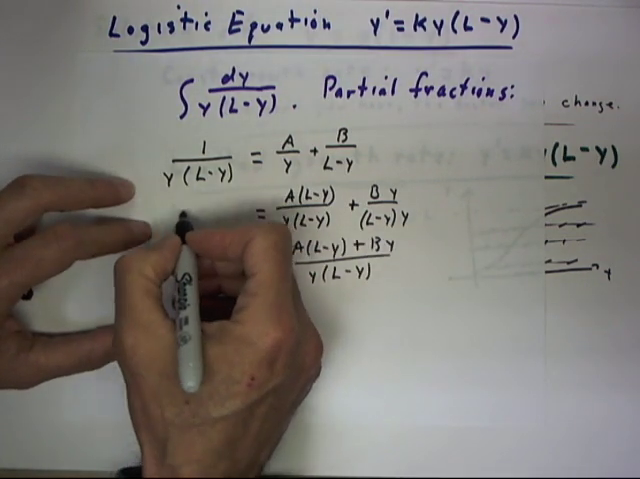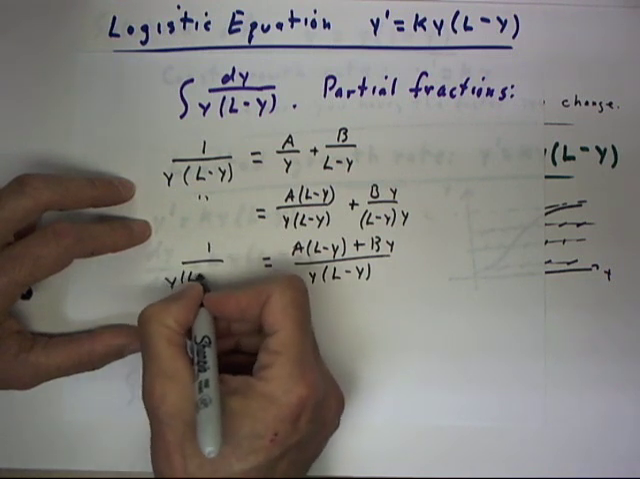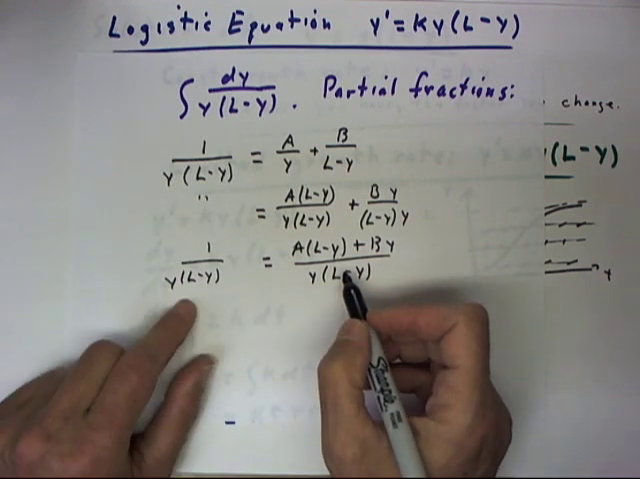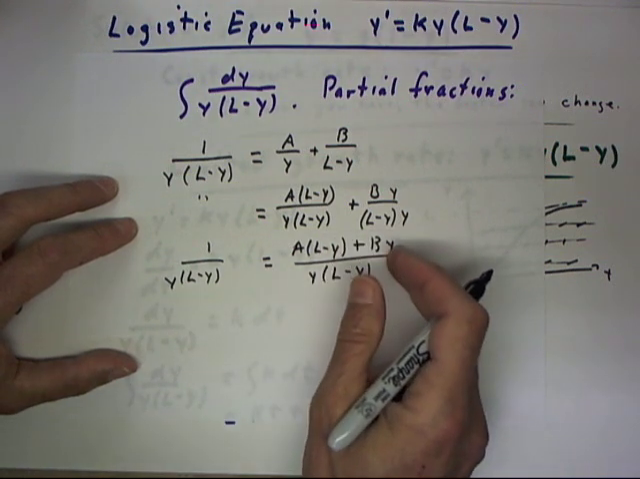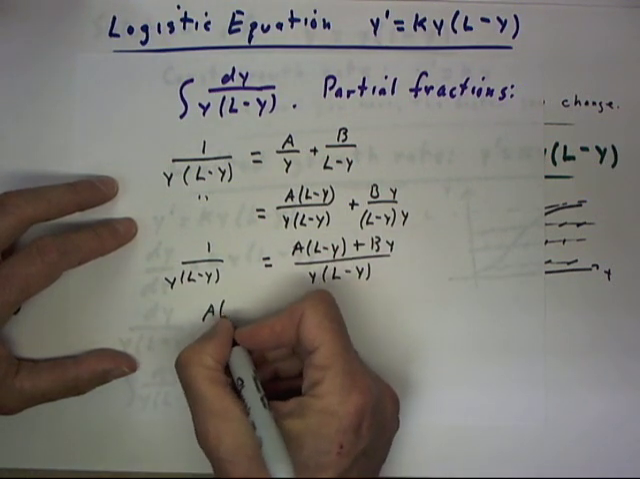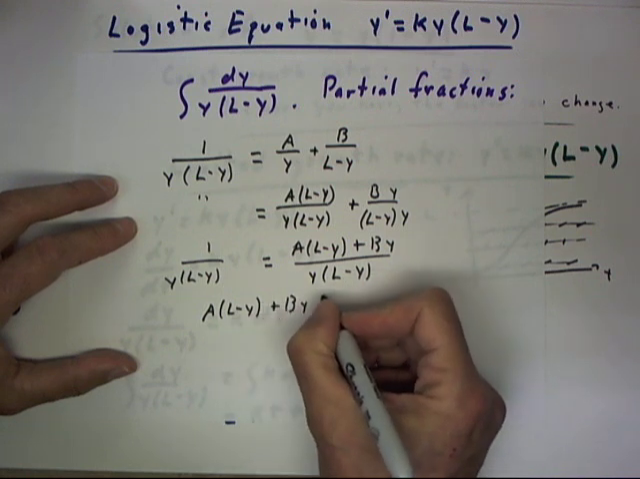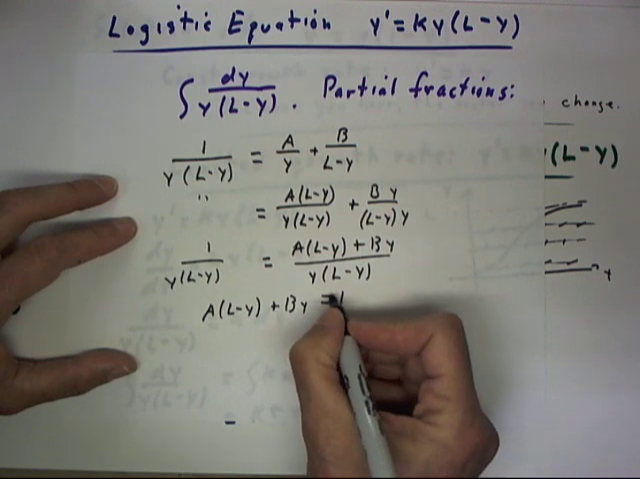And that's going to be equal to our original expression, 1 over y times (L minus y), indicating then that this is going to be true if the numerators are equal for all values of y. So we get a times (L minus y) plus b times y equals 1, again, for all values of y.